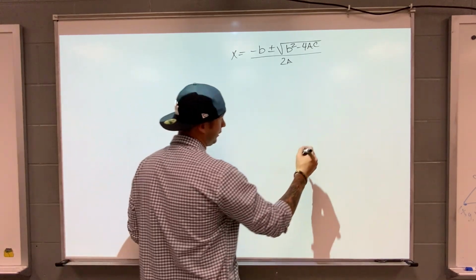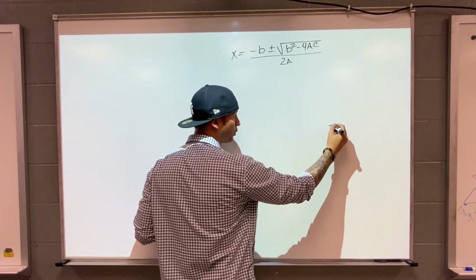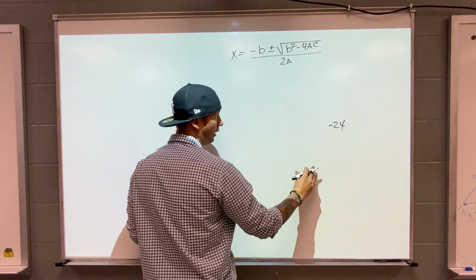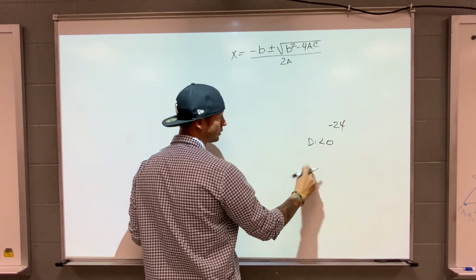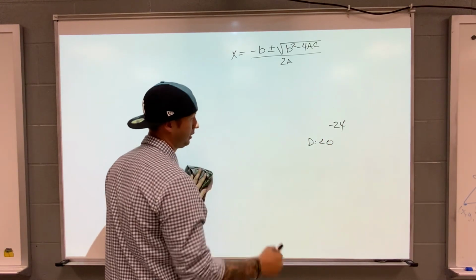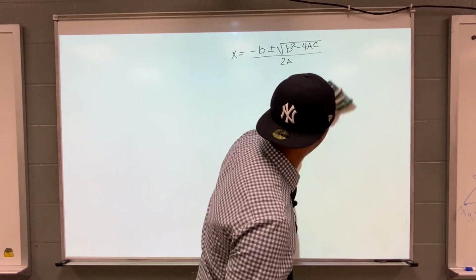Oh, I forgot to do the discriminant, right? Well, it was negative 24. So we know that the discriminant is less than 0. So we're going to get 2 imaginary numbers. And we saw it. 2 imaginary roots.